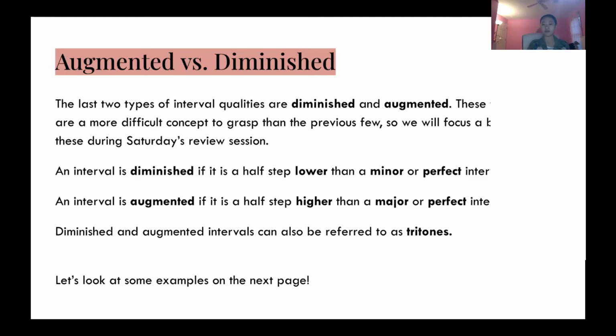interval. I think one of the big takeaways from augmented versus diminished is to remember that perfect intervals can never be minor or major. If you have a 1, 4, 5, or 8 interval and it's not perfect, then it would be called diminished or augmented. So that's really important to remember. And for normal intervals like major, minor, the ones that are not perfect, if it's a half step lower than a minor, then it would be diminished. And if it was a half step higher than a major, then it would be augmented.